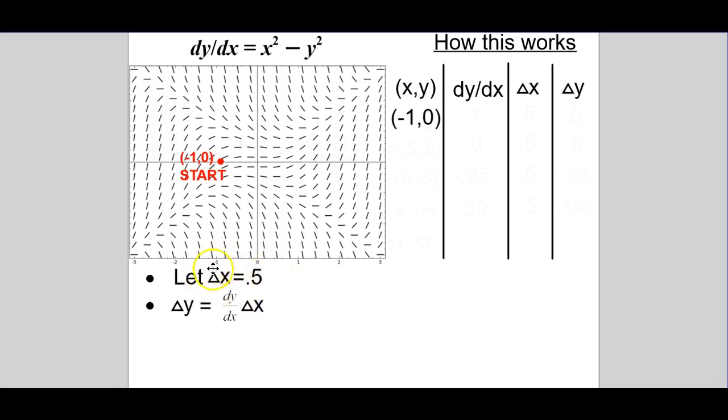So we're going to let our delta x, or change in x, be 0.5. What does that exactly mean? Well, here's what I've done. I found (-1, 0), I plugged it into dy/dx, and I get 1.